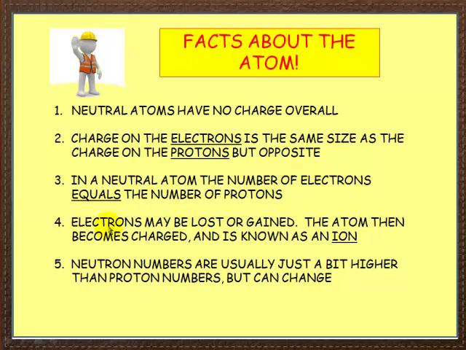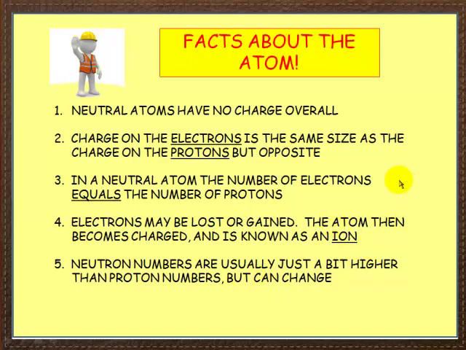However, sometimes atoms may lose or gain electrons. If electrons are lost or gained, then the atom overall becomes charged. This is known as an ion. Note the spelling, I-O-N. Some atoms become positive ions by losing electrons. Some atoms become negatively charged by gaining electrons. Neutron numbers are usually just a bit higher than proton numbers, but can change. At the moment, we're not going to get too worried about that.